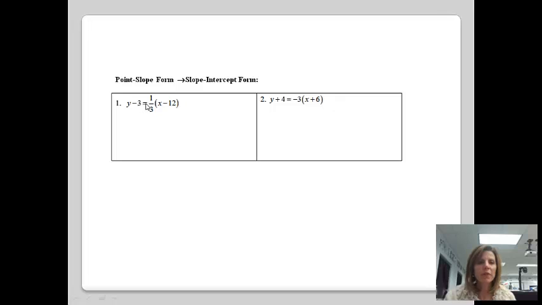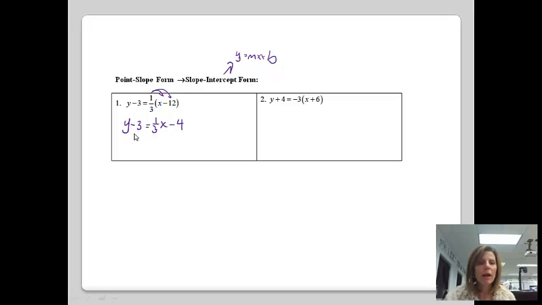Notice we've got those parentheses, so it is in point slope form. If we were to graph it, we would like to put it into y equals mx plus b. So basically what we're going to be doing on this problem is just solving for y. So the first thing that we want to do is to get rid of the parentheses, so I'm going to distribute. So I'll get y minus 3 equals 1/3 x minus, and 1/3 times 12 is 4.